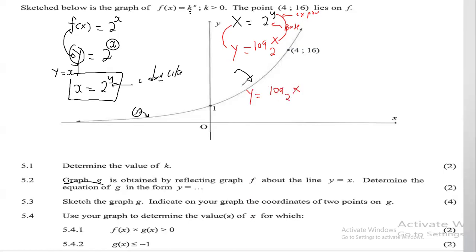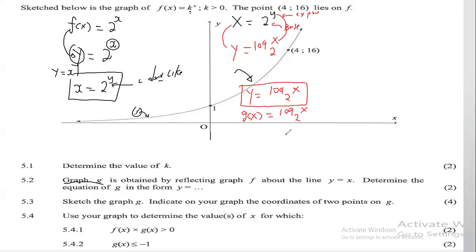So this is the equation of g. Now where there is y, I'm talking about g. You say g of x equals log x base 2. Interesting. So actually, when we ask you to reflect along the line y equals x, we are asking you to find the inverse of a function.